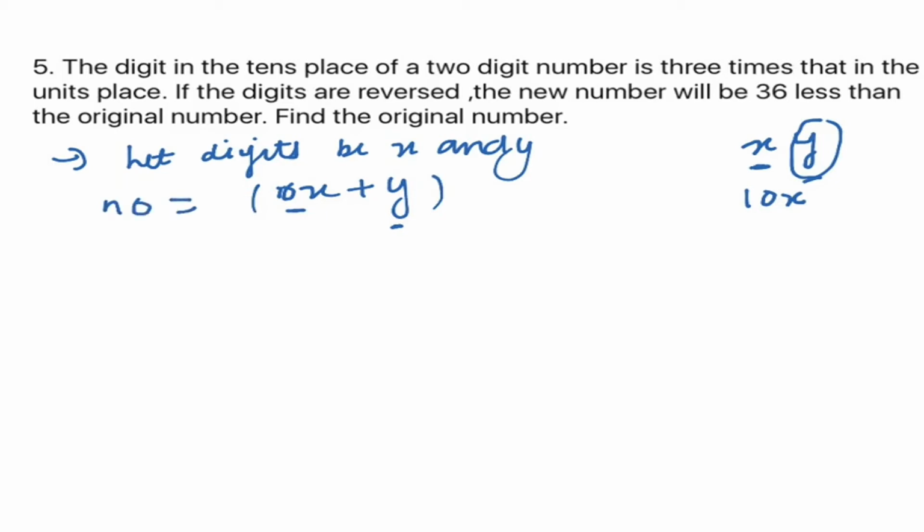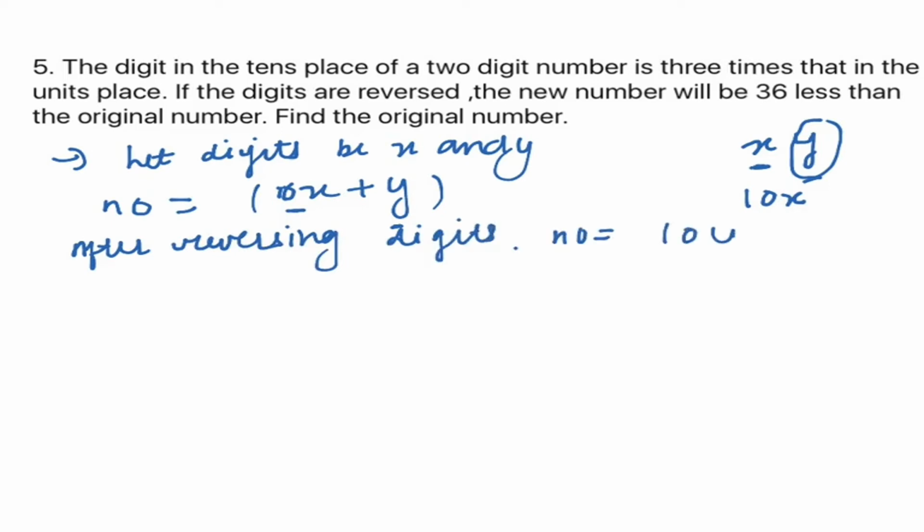And they have given that we are reversing the digits. It means the unit place will become the tens place and the tens place will become the unit place. So after reversing the digits, the new number is equal to 10y plus x. So these are two numbers: the original number is 10x plus y and the number after reversing is 10y plus x.